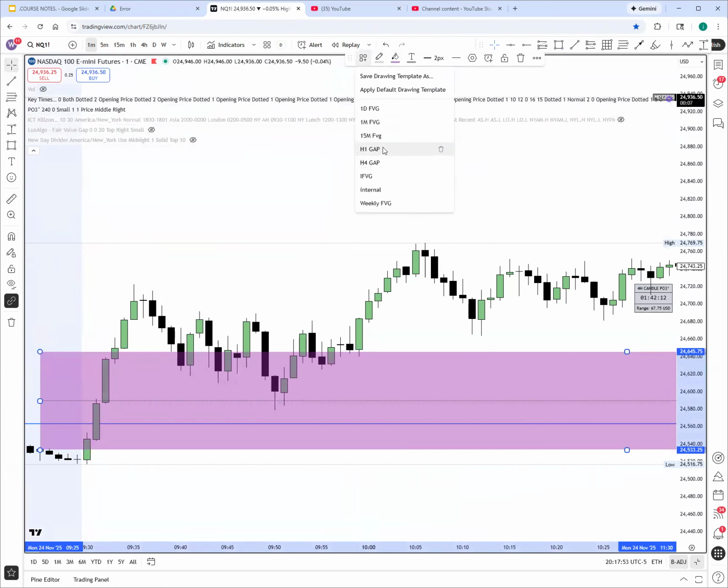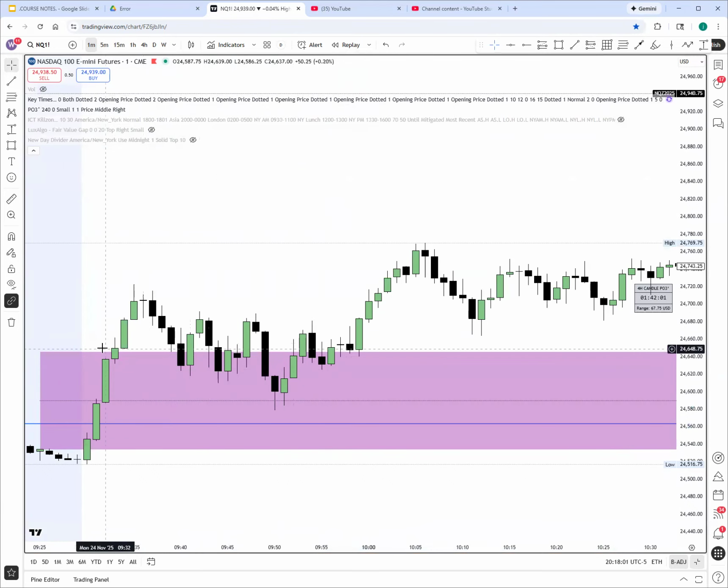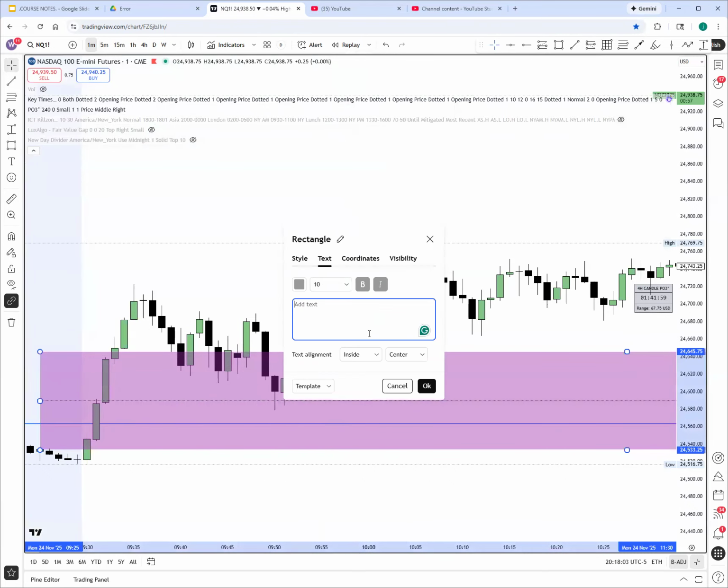Let's see. Do I have the 5 minute gap on here? I don't have the 5 minute gap. Okay, so I'll just write it. Let's see. I'll put the minus sign, 5 minute. Okay.